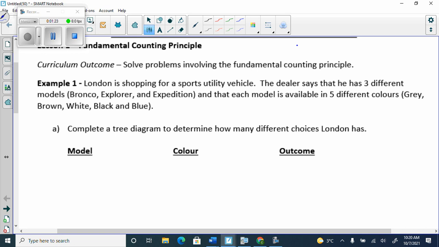The way you make a tree diagram is you always label the options on the top. The options that I have here are different models and different colors. So I put model along the top, color along the top, and then these are going to be all my different outcomes. You see that? So I label the top.